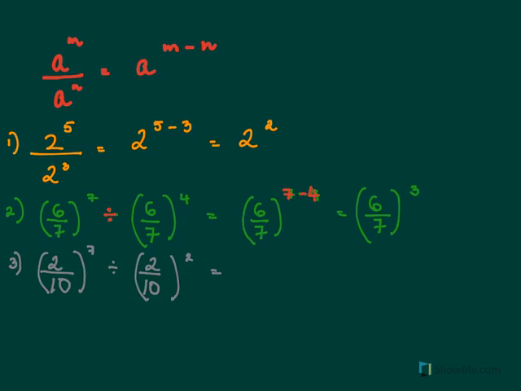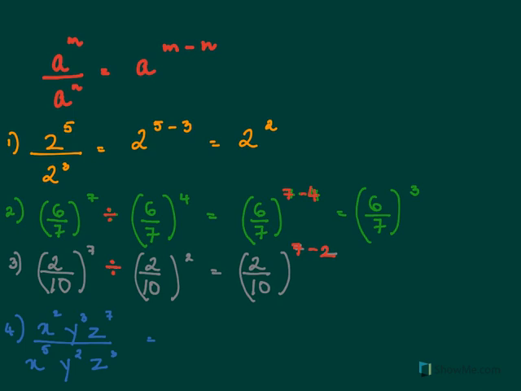So 2 over 10 raised to 7 divided by 2 over 10 raised to 2, which means 2 over 10 raised to 7 minus 2. Again, why am I subtracting? Because here there is division. The bases are divided, so then I have to subtract.